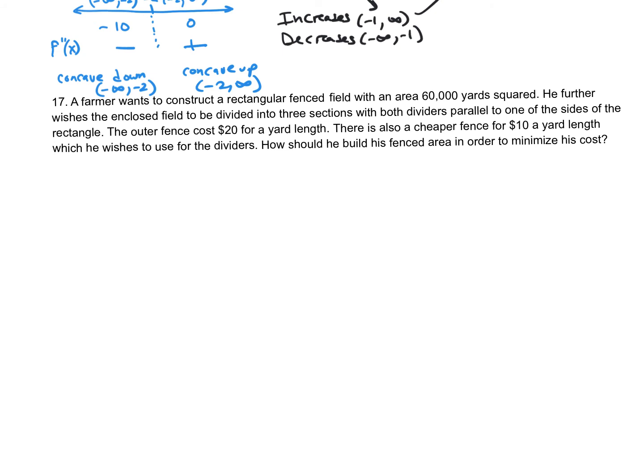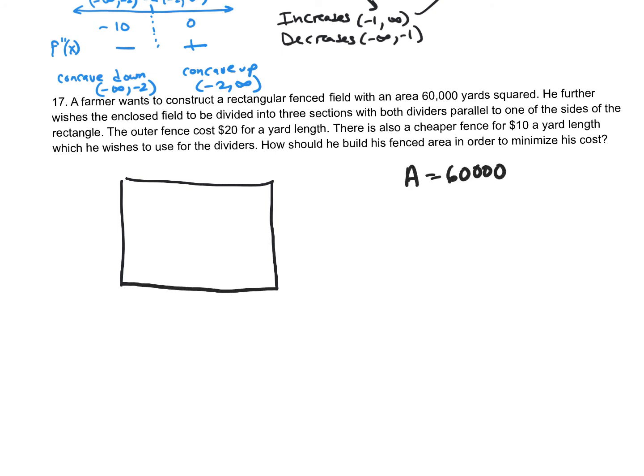So a farmer wants to construct a rectangular field with 60,000 square yards. I missed a 0 there. We'll call these dimensions x and y. So I know the area, x times y, has to be 60,000. He wishes to enclose the field and divide it into 3 sections with both dividers parallel to one of the 3 sides. So we need 2 dividers here.